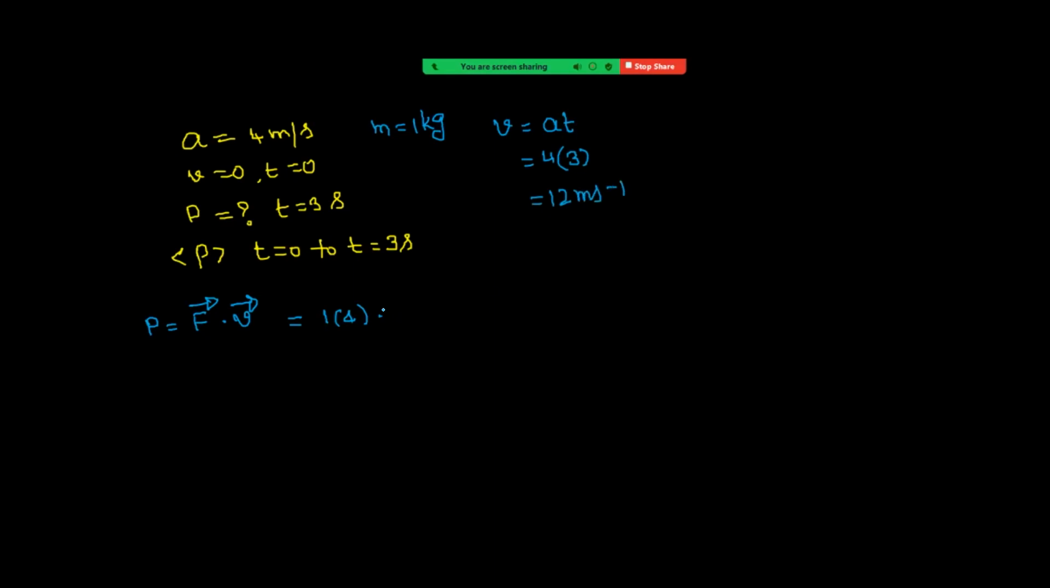So force is 4, into 12, into cos 0. So 4 times 12, that is 48 watt. Okay. So like this, we can calculate instantaneous power, or simply power, right? Next, we have to calculate what is the average value.